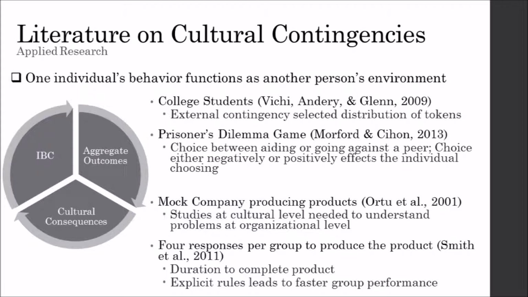Required 4 responses to make products in a mock organization. Individuals communicated and demonstrated interlocked behaviors at an organizational level. Smith et al. 2011 demonstrated the concept of verbal behavior on meta-contingencies. There were 3 different conditions in this study: explicit rules, no rules, and vague rules. Faster responding was demonstrated when explicit rules were available for all performers.